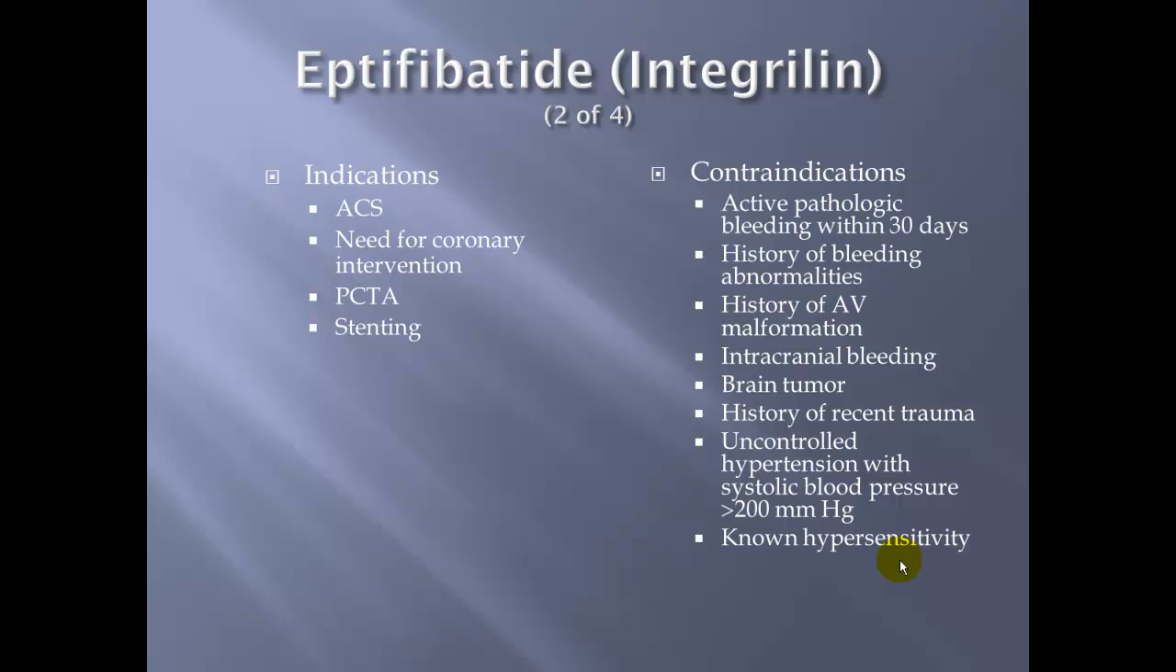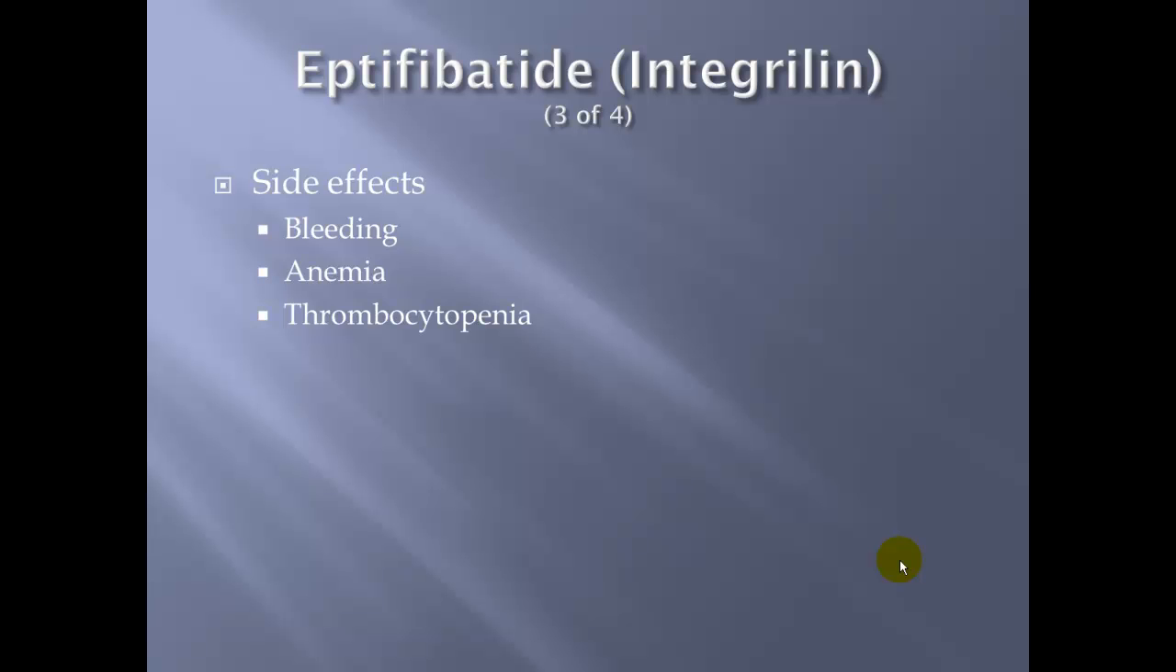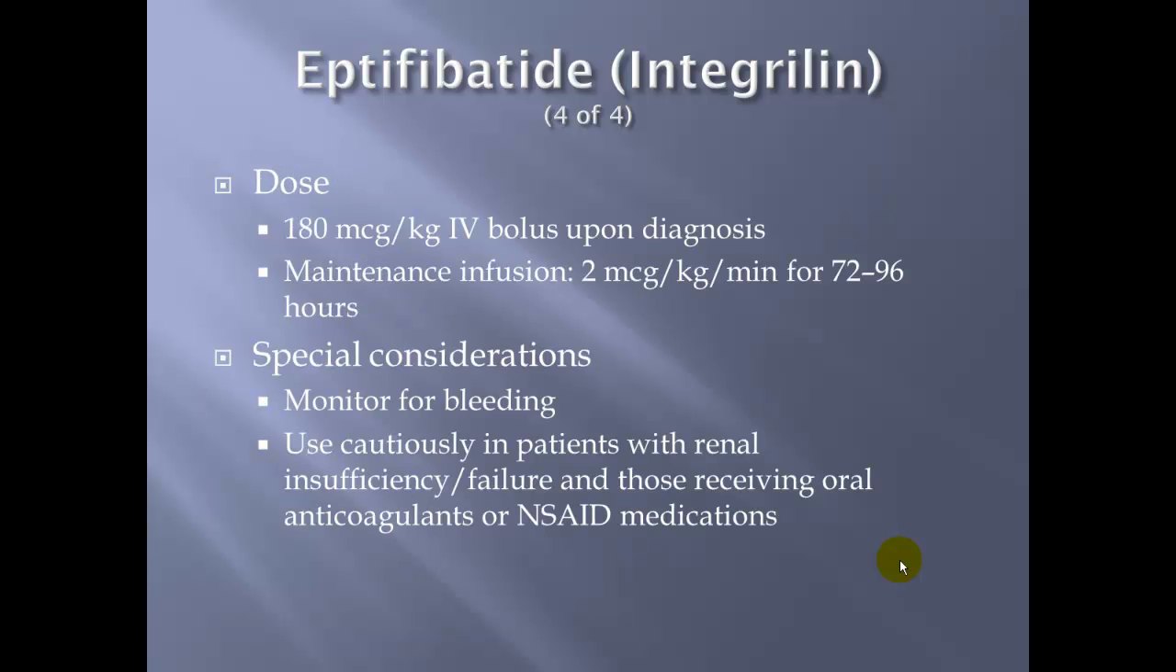Contraindications: active pathological bleeding within 30 days, history of bleeding abnormalities, history of arteriovenous malformation of any sort, intracranial bleeding, brain tumor, history of recent trauma, uncontrolled hypertension with a systolic blood pressure greater than 200, or any kind of known hypersensitivity. Side effects are going to be bleeding, anemia, and thrombocytopenia. So low blood count, low platelet count, and essentially bleeding out.